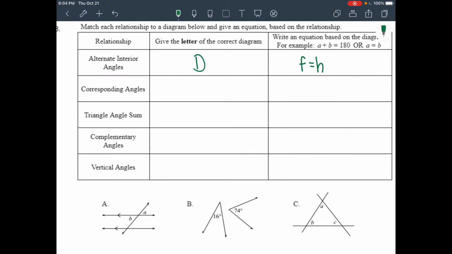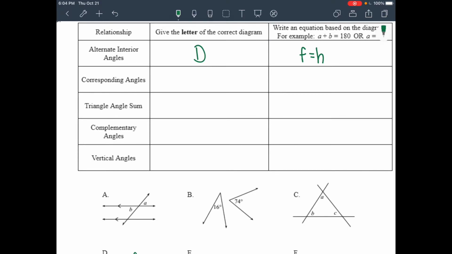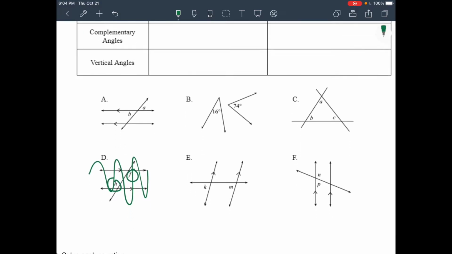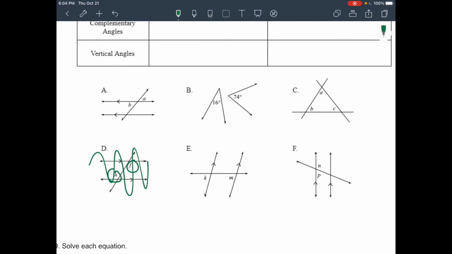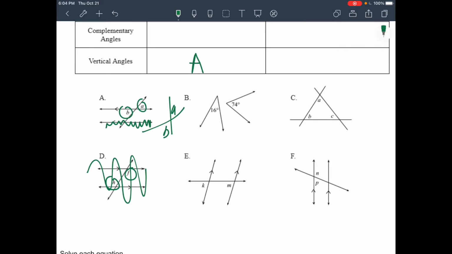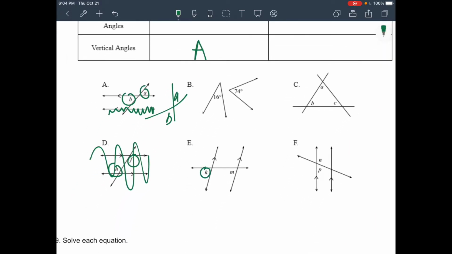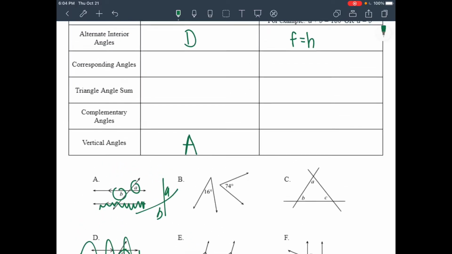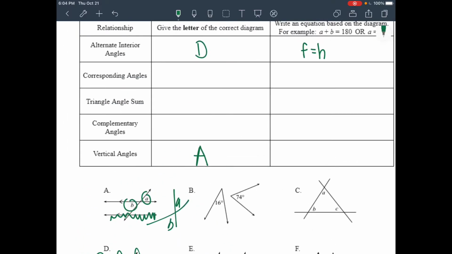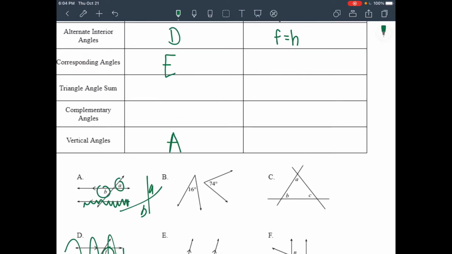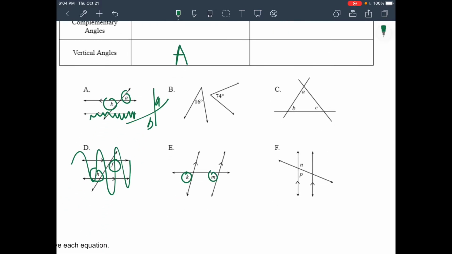So corresponding angles, those are angles in the same location at different intersections in parallel lines. So again, B and C are out. A has vertical angles, so that will come up later. Those are across from each other in an intersection. So actually this line down here doesn't even matter. And then looking at E, those are both at the bottom left of their intersections, and you have your parallel lines there, meaning the relationship between our corresponding angles is they are equal. If parallel, then corresponding angles are equal. So K equals M. So that one is out.